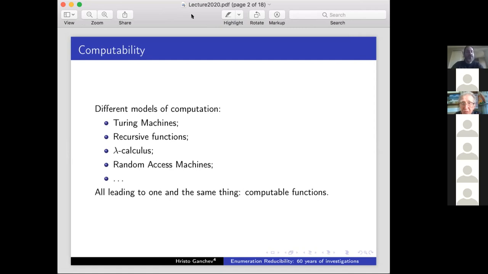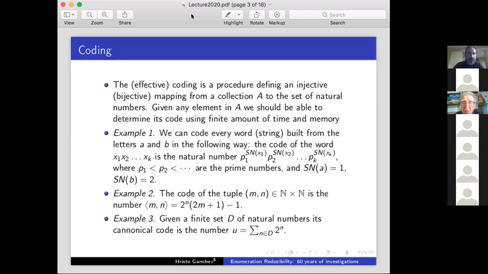One of the main ingredients why they all lead to one and the same thing, although they are very different in their approach to computability, is the so-called coding. Now, in logic, coding is just an effective procedure defining an injective, or better, bijective mapping from a collection A, which might be some mathematical objects or might even not be mathematical objects, to the set of natural numbers. So given any element in A, we should be able to determine its code using a finite amount of time and memory. This is the key feature.